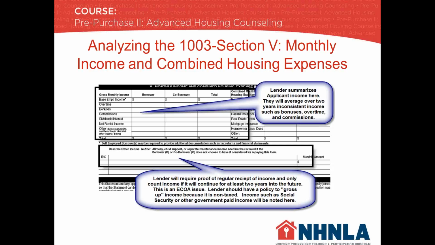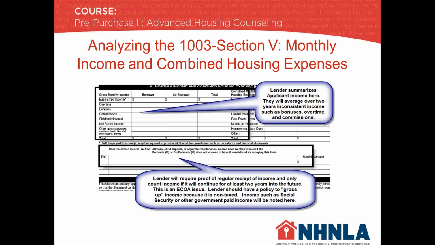If you have an applicant who's got bonuses, overtime, commissions, or any of the things you see listed there, in that case, what the lender's going to do is say, we're going to average these things out over the last 2 years. So they're going to take the total that you've received for the last 2 years, divide it by 24, and that's going to be the monthly amount that they use here so that they can average out those sources of income that are inconsistent.